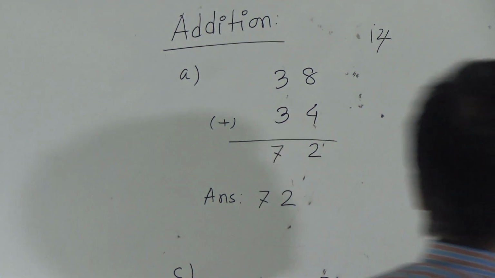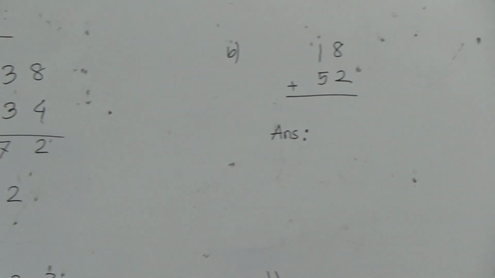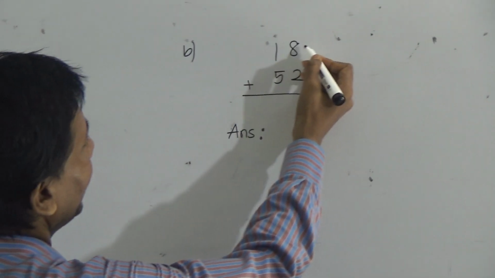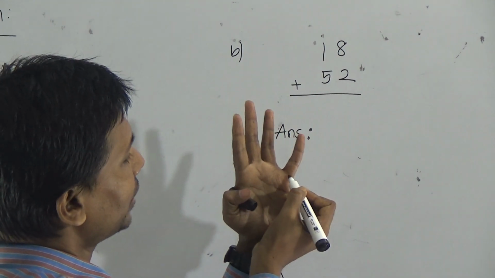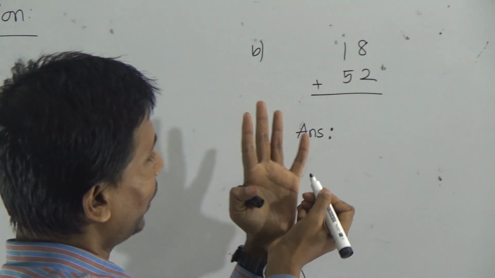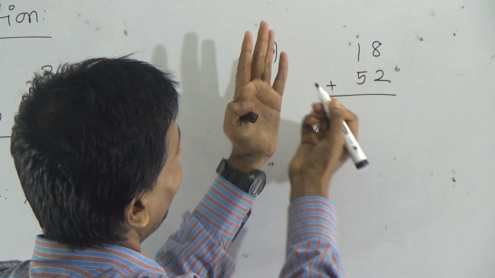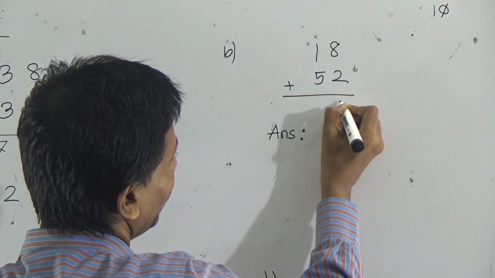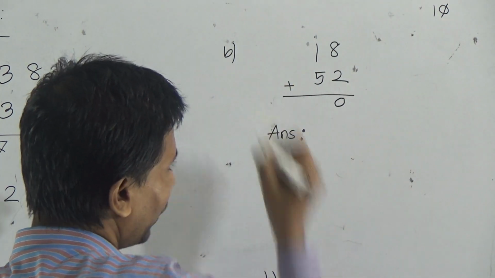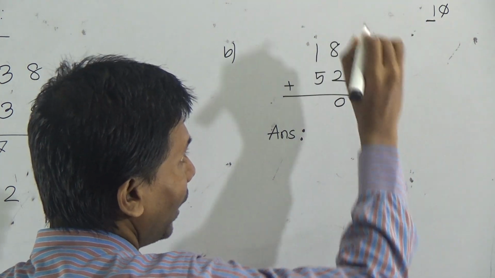Similarly, we have to solve the B number. Look, this is 8 and this is 2. You see the fingers here, starting from here to here, this is 2. That means 8, 9, 10. That means this is 10. You put this 0 here. You have 1 in your hand.